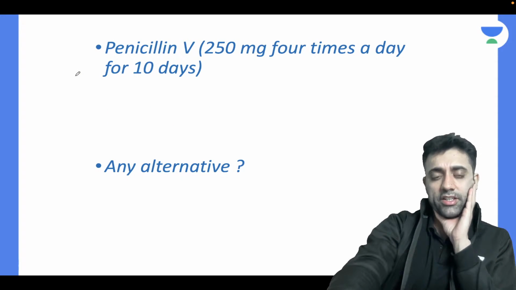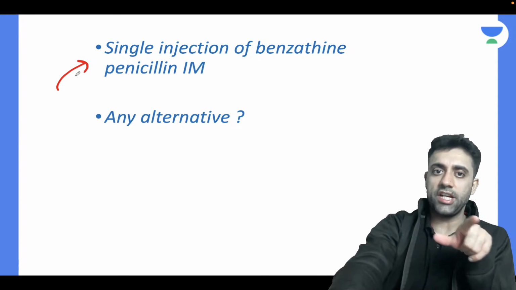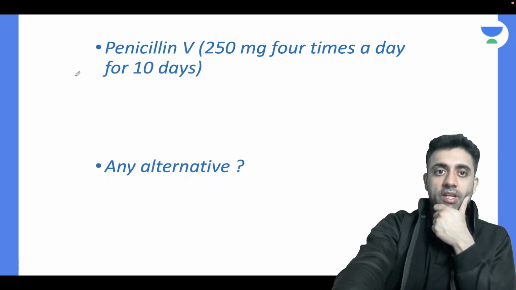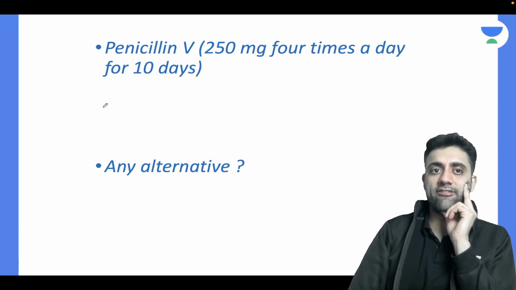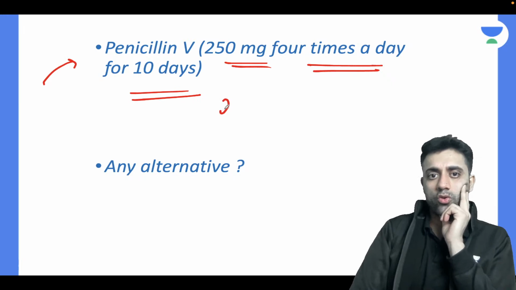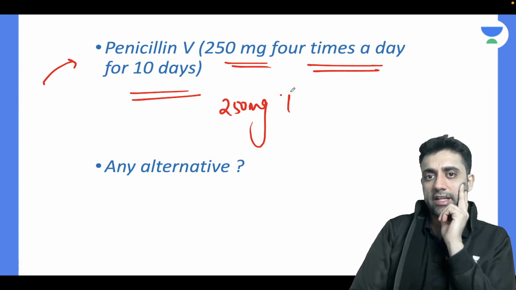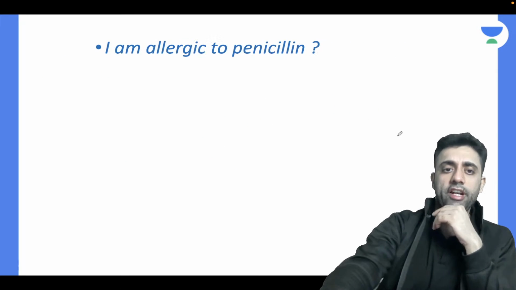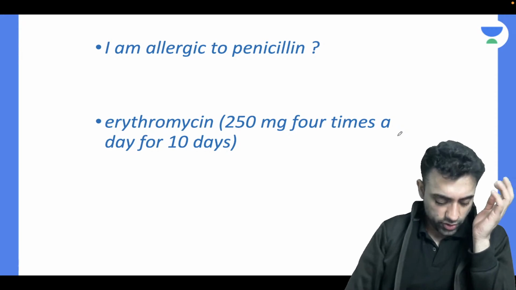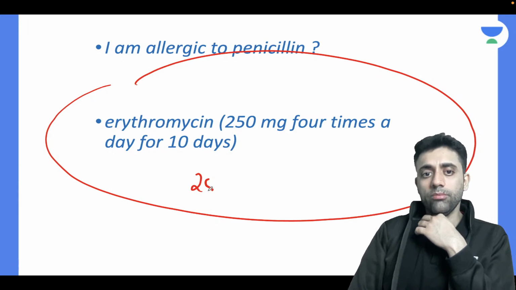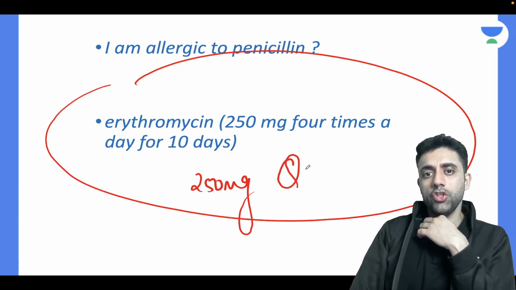If I am allergic, then you can give me penicillin V also. Injection if you want to give benzathine penicillin intramuscular. Oral, if you want to give, you can give penicillin V 250 mg 4 times a day for 10 days. 250 mg TDS for 10 days. The other alternative, very importantly, as you have already said, is erythromycin. Give erythromycin 250 mg QID.